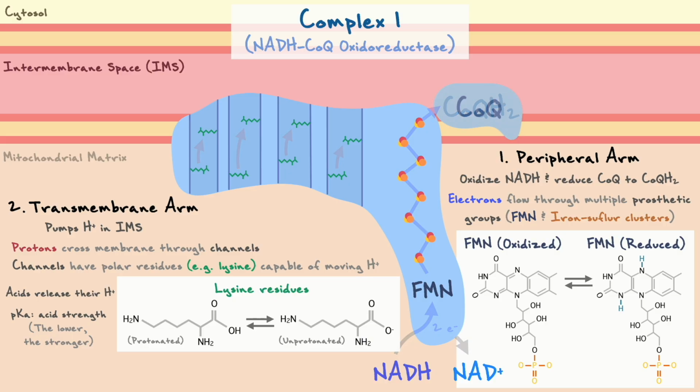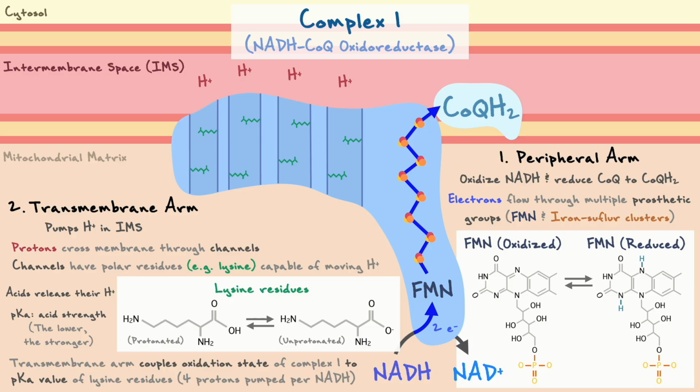When the complex returns to its oxidized state, the conformation of the protein changes again and the protons get dropped in the intermembrane space. Because there are 4 channels, the 2 electrons transferred by NADH to CoQH2 allow to pump 4 protons through complex 1. So, to put it again, the transmembrane arm couples the oxidation state of the protein to the pKa value of lysine and other polar residues, which causes this chain of reaction of proton pumping.